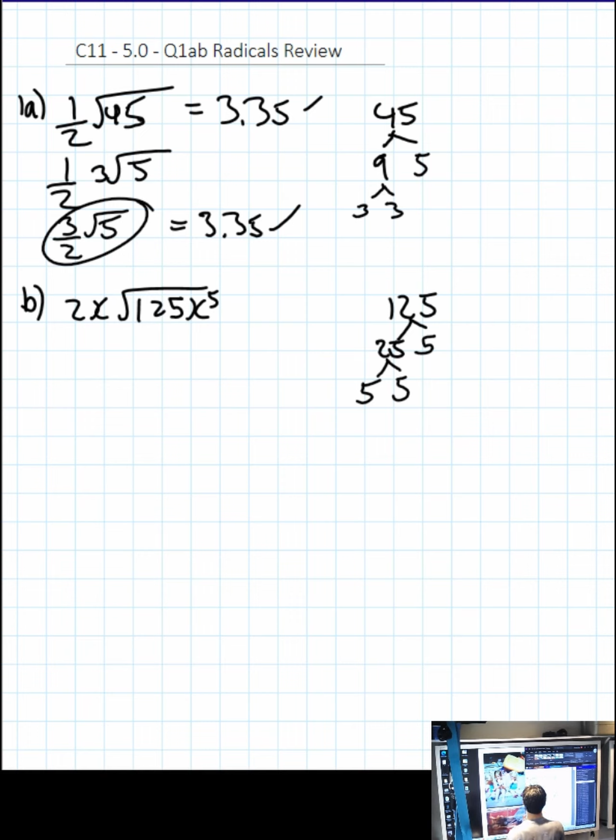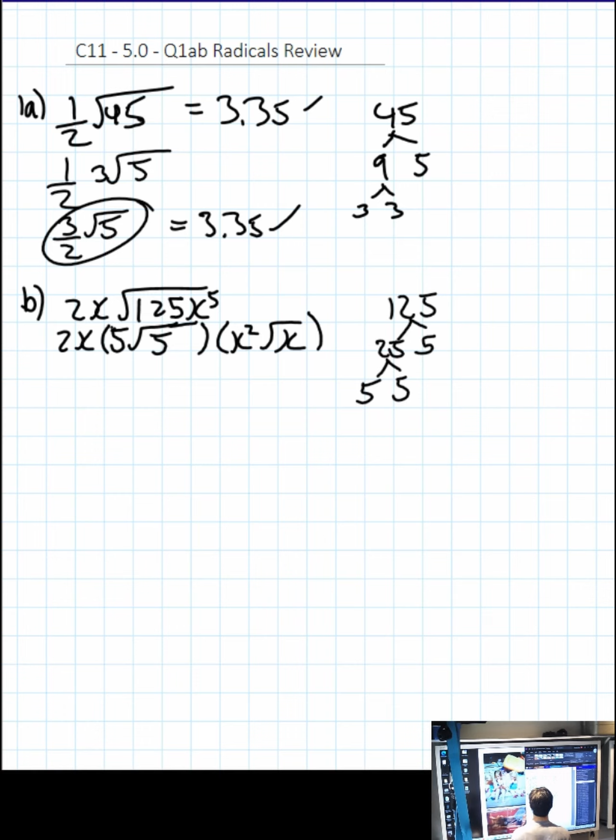So let's clean it up. So let's say 2x, and then times 5 root 5, simplifying the root 25, and then we're going to simplify the x to the 5, which will be times, outside of the root, a separate root, x squared root x. Again, if that is difficult for you, go back and study radicals from grade 10.